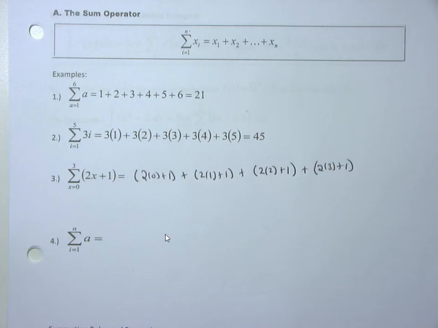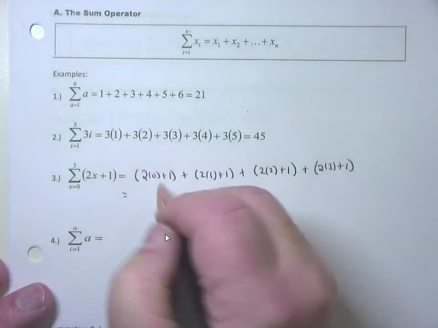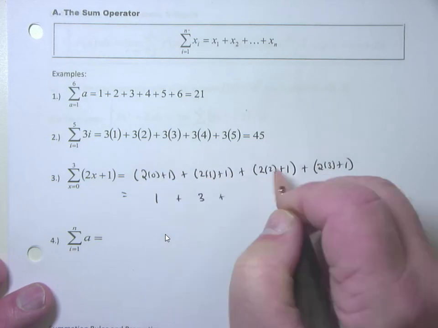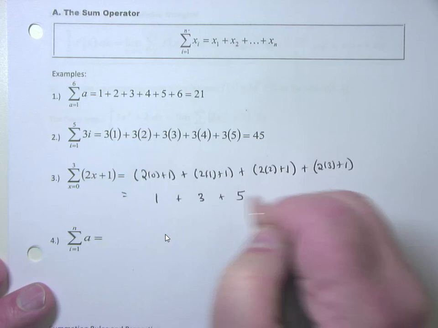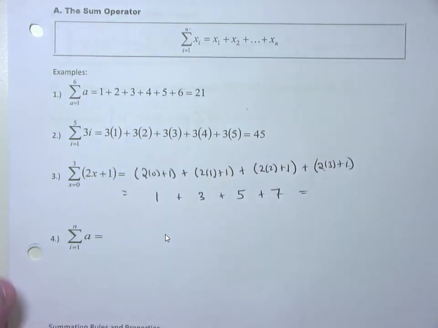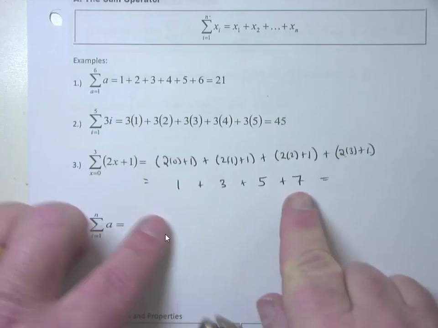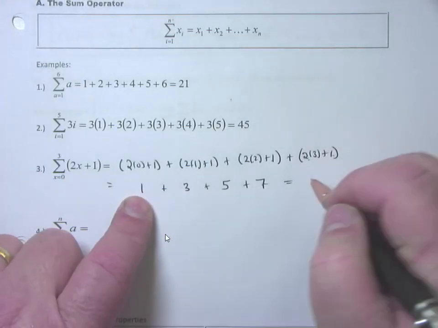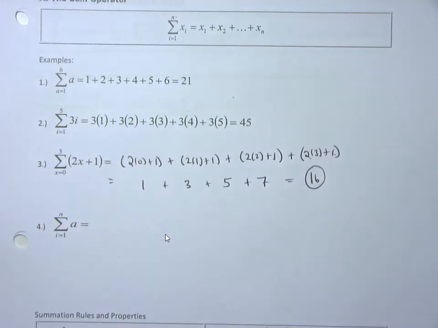Does that make sense? This is how you work the sum operator. Now, clean it up, see what we get. This would be equal to 1 plus 2 times 1 is 2 plus 1 is 3, plus 2 times 2 is 4 plus 1 is 5, plus 2 times 3 is 6 plus 1 is 7. And 1 plus 3 plus 5 plus 7, well, 3 and 7 make 10, plus 5 is 15, plus 1 is 16. Does that make sense?